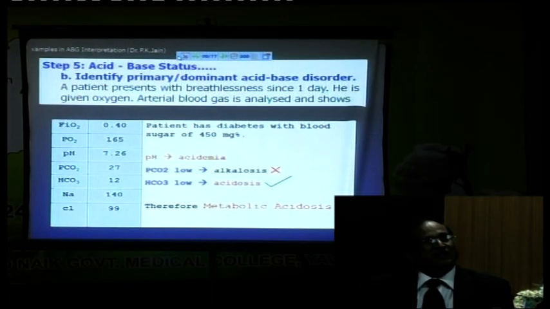Now just to take an example. This patient with diabetes comes to you. I want to pick up the primary disorder. Look at the pH: it is low, acidemia. PCO2 is low. This will cause alkalosis. It will not cause acidity. It doesn't explain this, so this is wrong. Bicarb is low. Normally should be 24. This explains it. So there is a metabolic acidosis. This is the primary disorder. This is how you pick up primary disorders. Shall I go ahead?